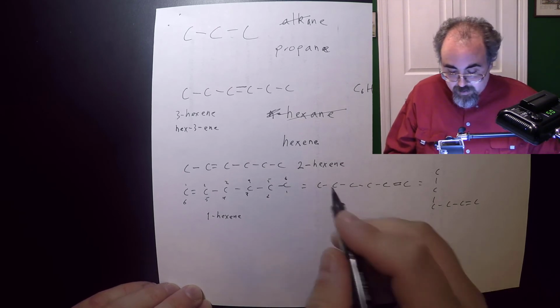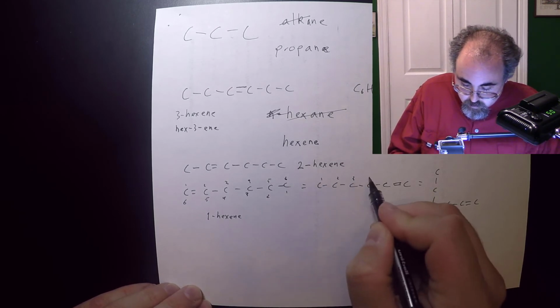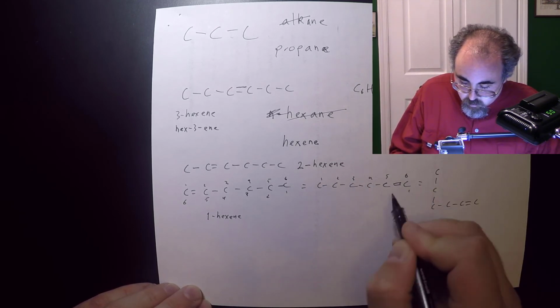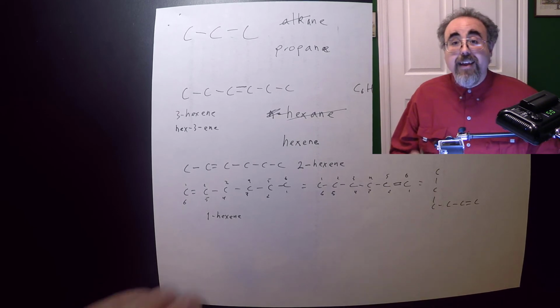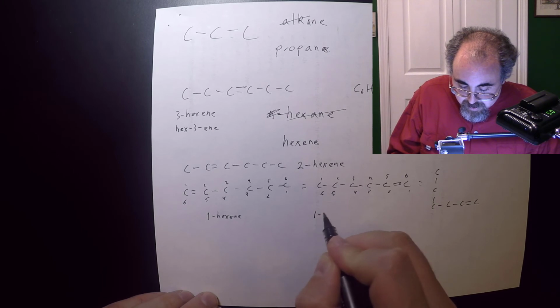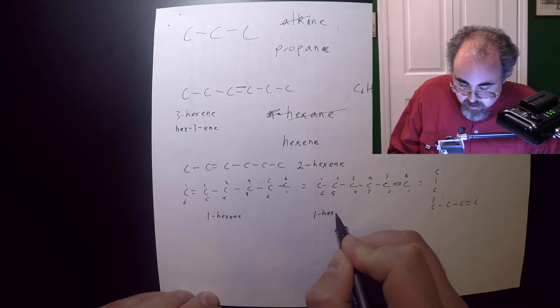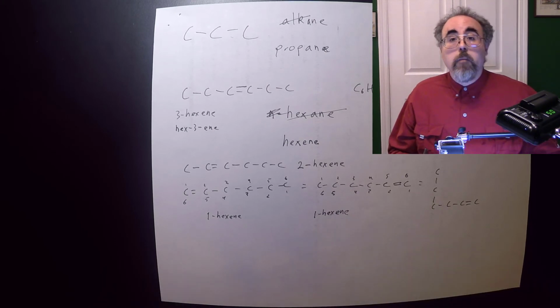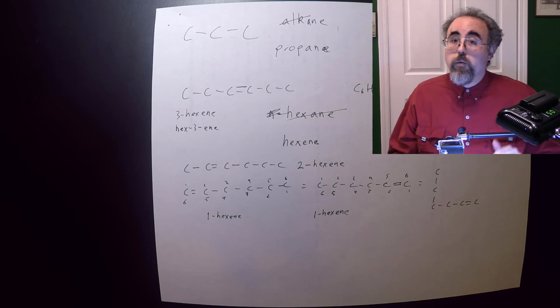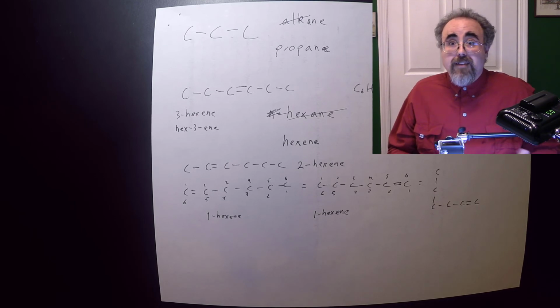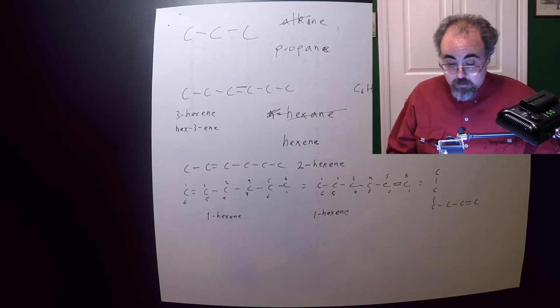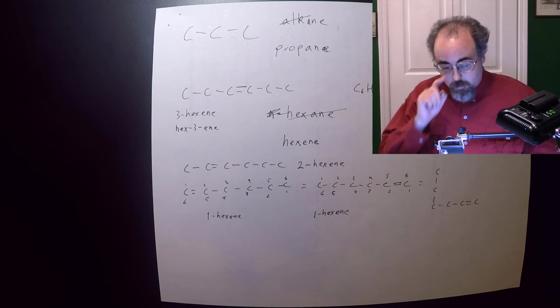Whereas this guy, 1, 2, 3, 4, 5, 6, 1, 2, 3, 4, 5, 6. This guy is still 1-hexene because I picked the lowest number, not the one on the left. Typically, we tend to draw things on the left because, you know, that's the way we read English, but it doesn't have to be. Okay, so we've got our first functional group down.